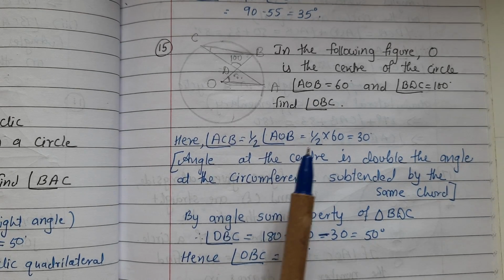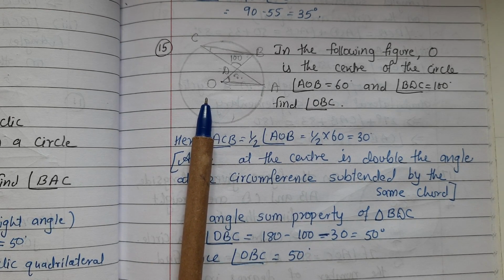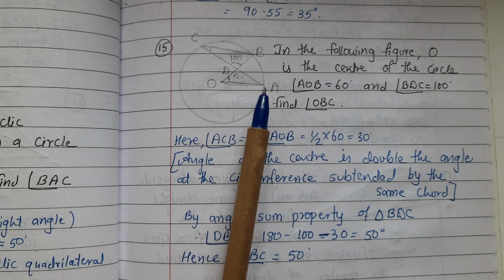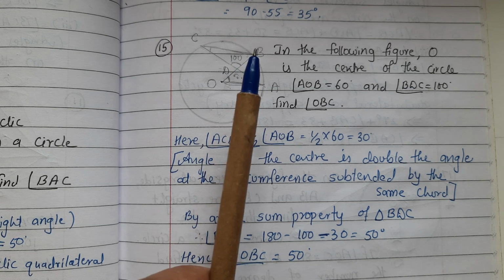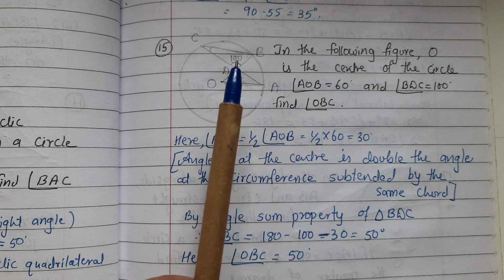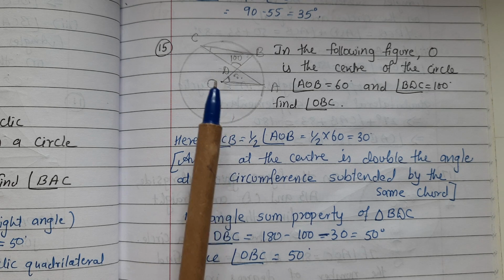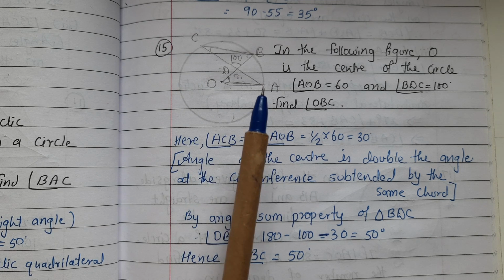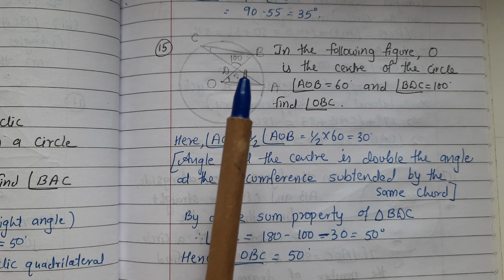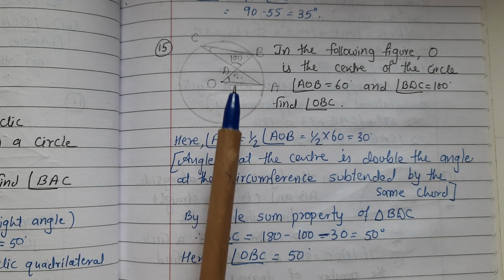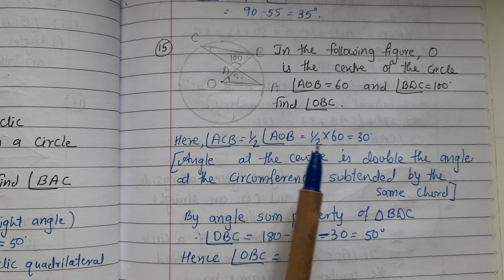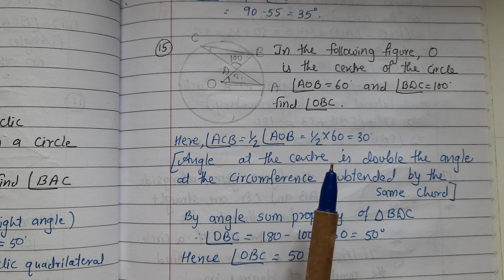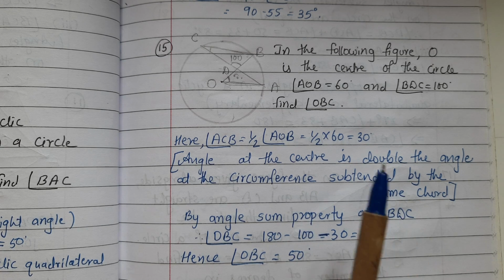Sum number 15. In the following figure, O is the center of the circle and angle AOB is 60 degree. Angle BDC is 100 degree. Find angle OBC. Here angle ACB is 30 degree, half of 60 degree, half of angle AOB, that is 30 degree. Angle at the center is double the angle at the circumference subtended by the same chord.